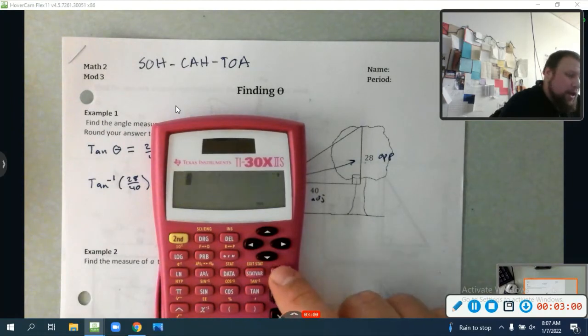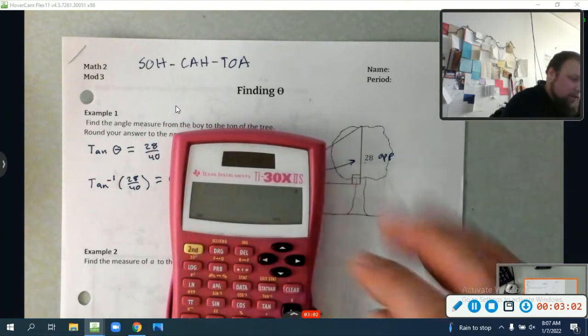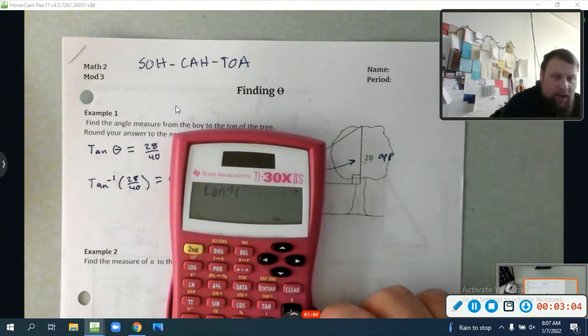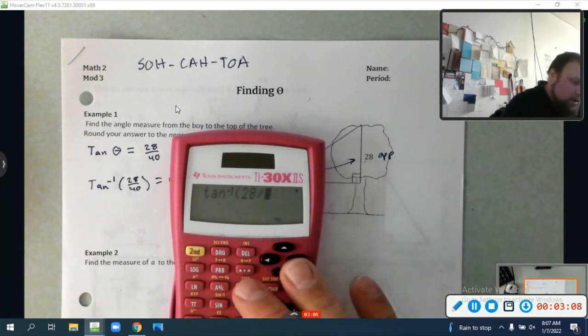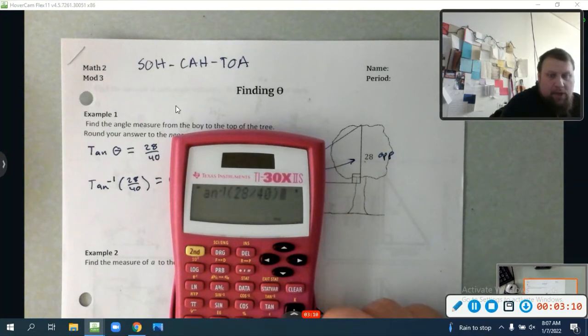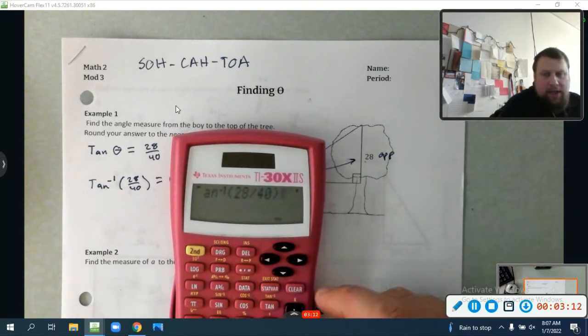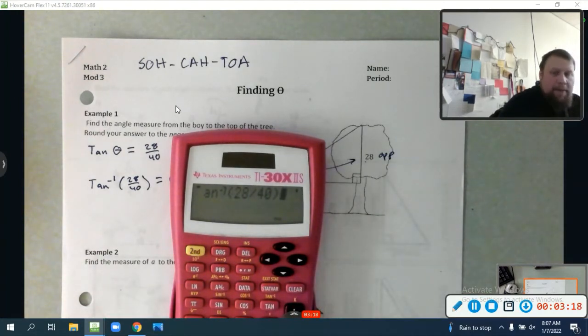So now we're going to do that with second function, inverse tangent of 28 divided by 40. It is important now to put that closing bracket. If you're just taking the tangent of something, that really doesn't matter, but because we're doing division, we need that division included in the bracket. Make sure you do that.